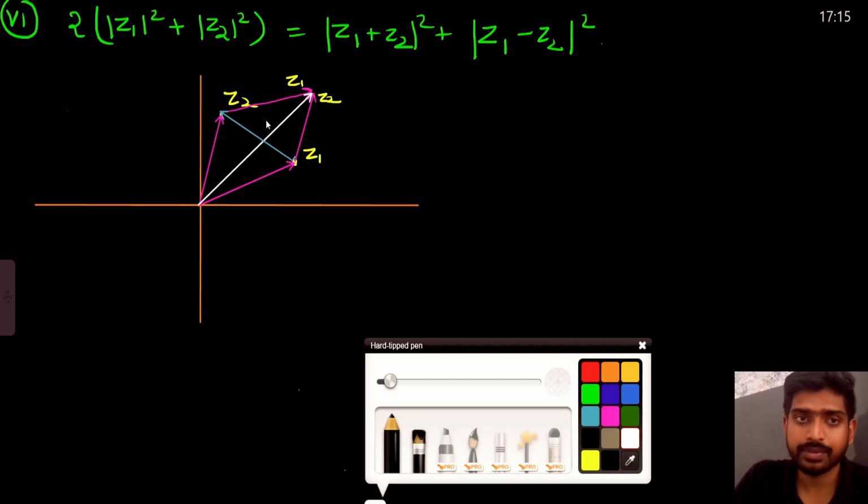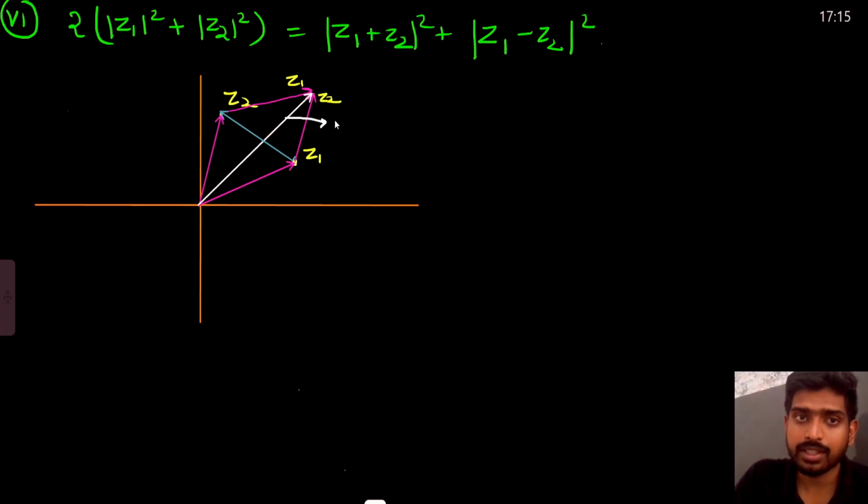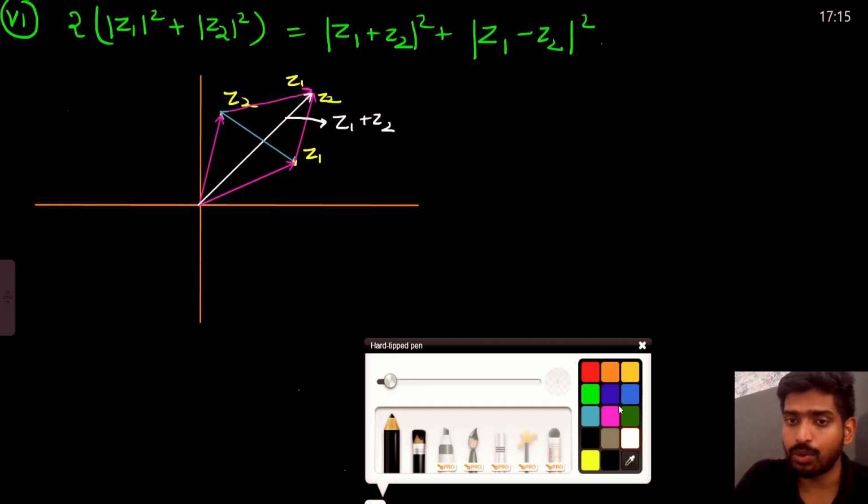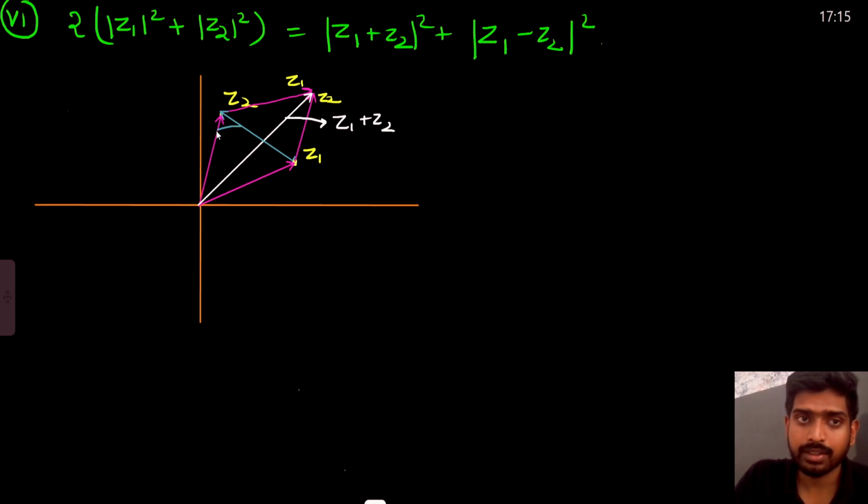So this white one is z1 plus z2, and this blue one is z1 minus z2. Got it? This vector is z1, this vector is z2, so this white one is z1 plus z2. If this is z1 and this one is z2, then this vector will be z1 minus z2.